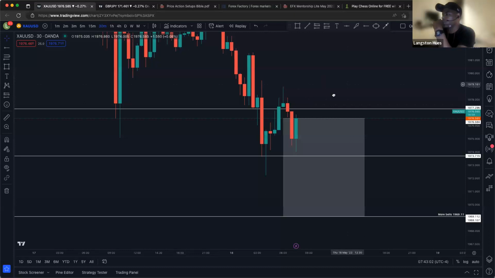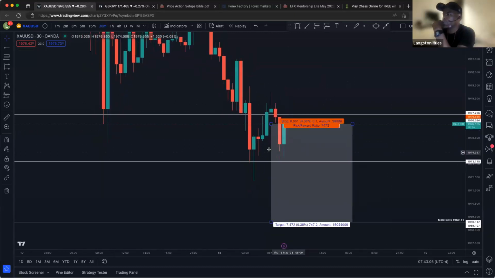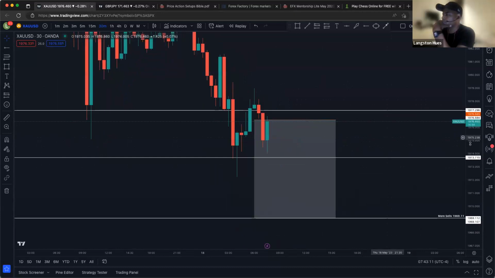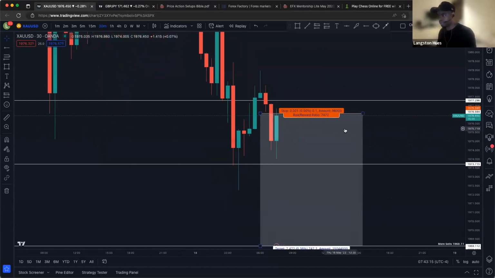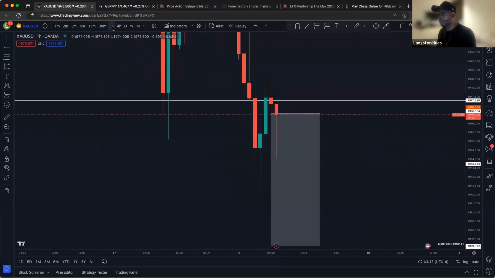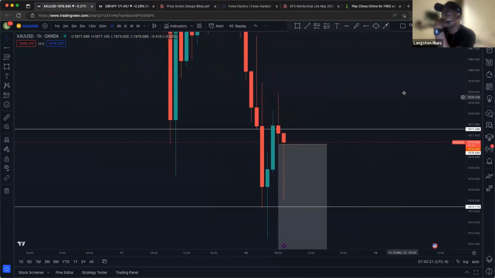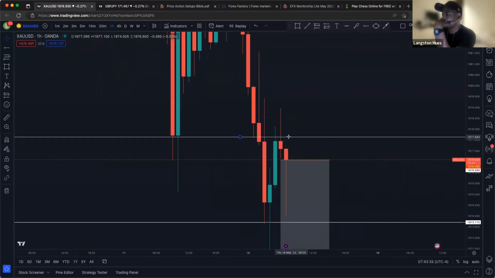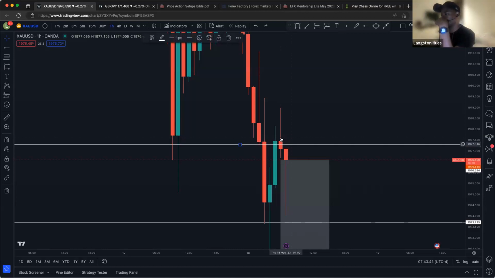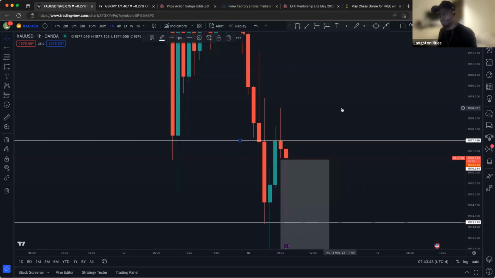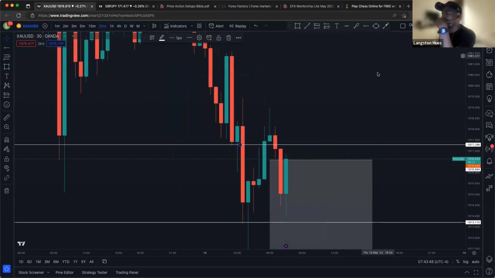All right, let's see. So gold. Look at that. Coming all the way back up, bouncing off that level that we mentioned right here, creating a top wick on the 1 hour. Still got about 15 minutes remaining for this 1 hour candle.